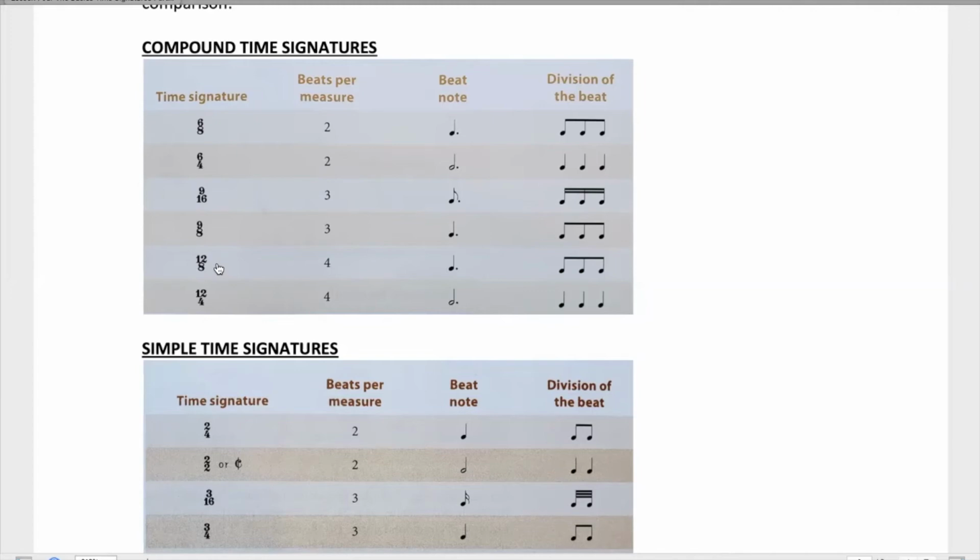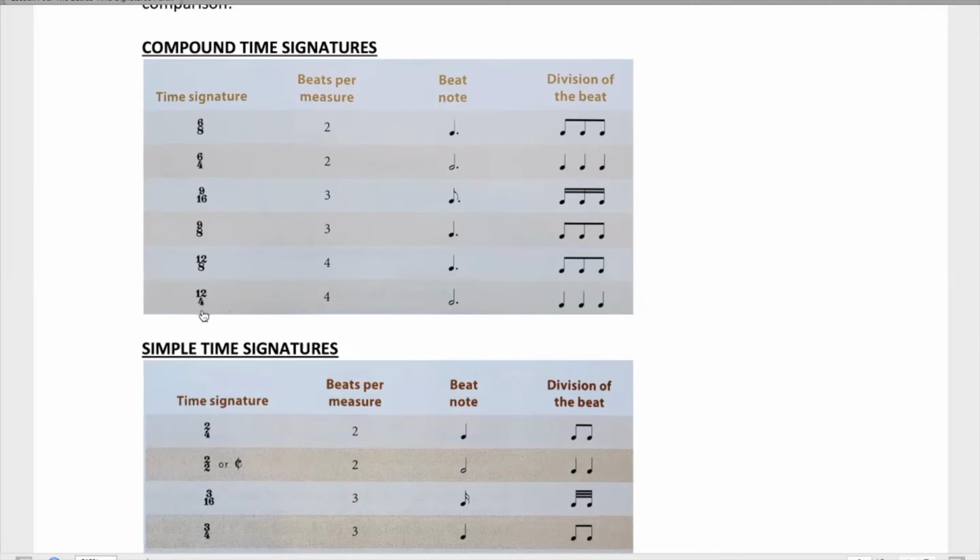12/8. The unit of measurement again is an eighth note. There are 12 eighth notes in the measure. If subdivided equally, there will be 4 larger beats per measure, and the unit of measurement would then become a dotted quarter note. Within each dotted quarter note, there are 3 eighth notes. Then there would be 4 of these beamed eighth-note groups, which equals 12 pulses in a measure.